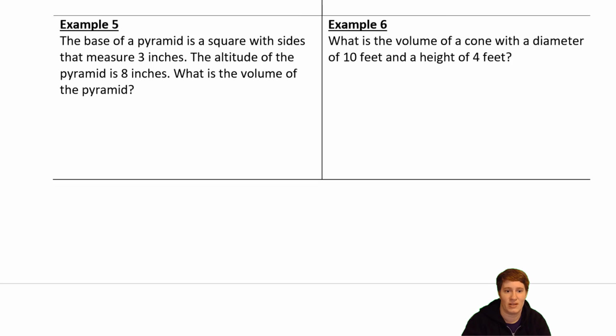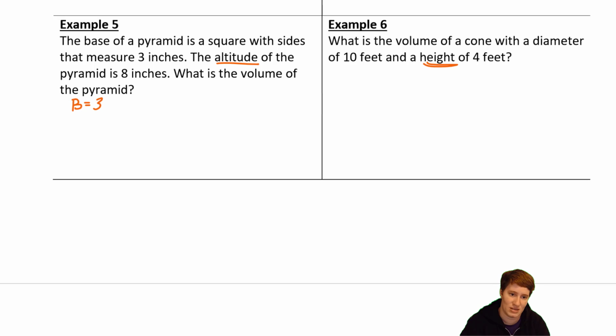So example 5 is talking about a pyramid. It's saying the base is a square with sides that measure 3 inches. The altitude of the pyramid is 8 inches. This word altitude is similar to the word height. If you think about altitude, like when you're in an airplane, that's how far you are above the ground. So that's the idea of altitude, it's also like the height. Oh, I should have made one of these, like, what's the volume of a pyramid in Egypt? But I didn't think of that, so maybe next time.